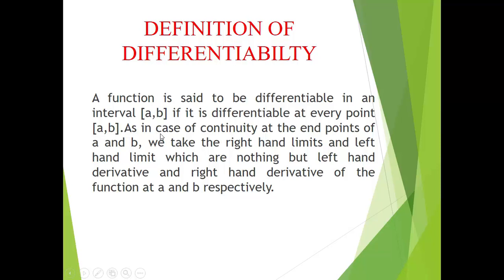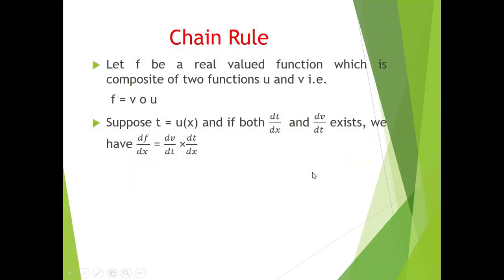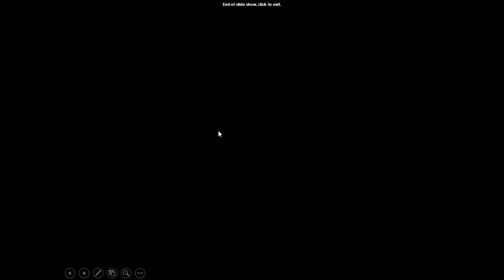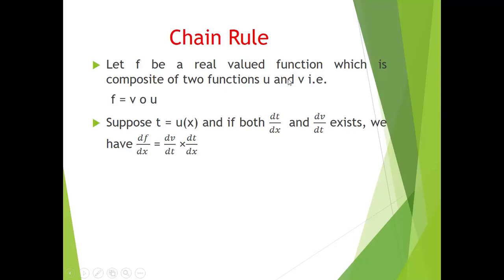Now as I told you, today I am going to discuss derivative of the composite function. What do you mean by the composite function? As the name makes clear, two or more functions can be there. Let f be a real valued function which is a composite of two functions u and v. That is, f is a composition of v and u.